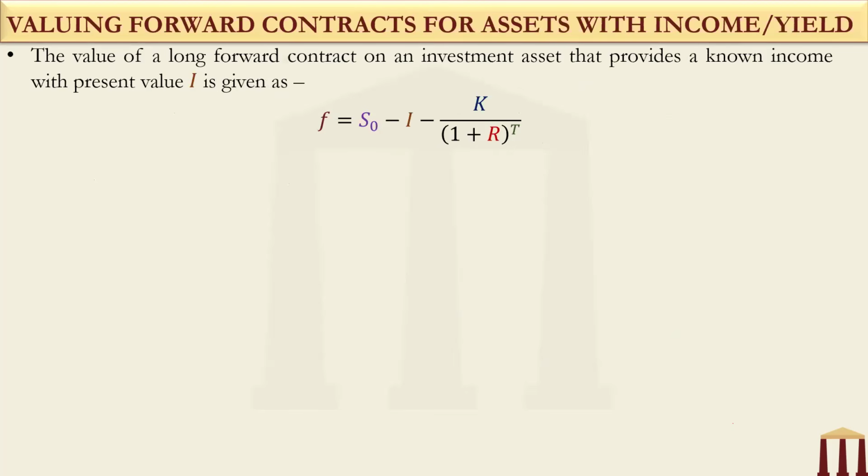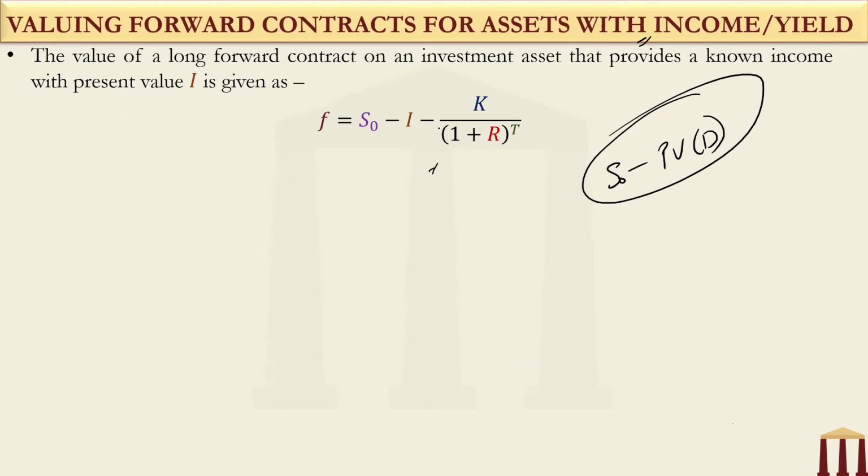Okay. And one more thing: whenever you have income or yield, the structure of all the formulas, not only for forwards and futures valuation and pricing, but even for options, stays the same. Even in put call parity, S0 will be replaced by S0 minus the present value of dividends whenever you have income or dividends. So this structure is quite consistent across all the formulas. It is quite easy to remember.